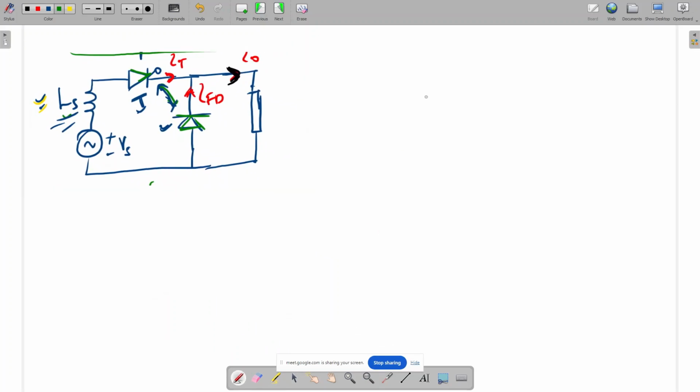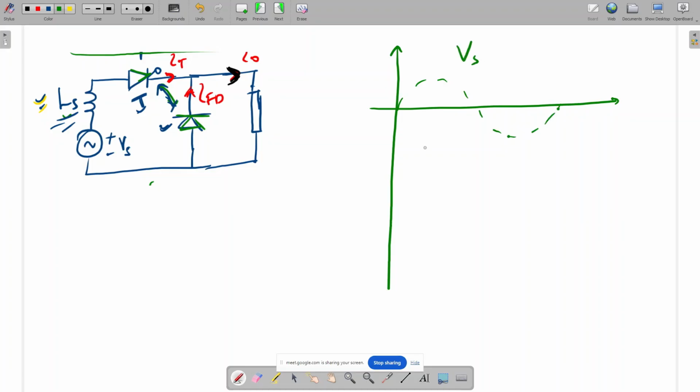Okay. So one by one I'm going to draw the output voltage and currents. So this is, let's say, the source voltage, Vs, and this is the alpha angle. And here I'm drawing both the currents together, diode current and thyristor current. So thyristor current I'm drawing with yellow color.